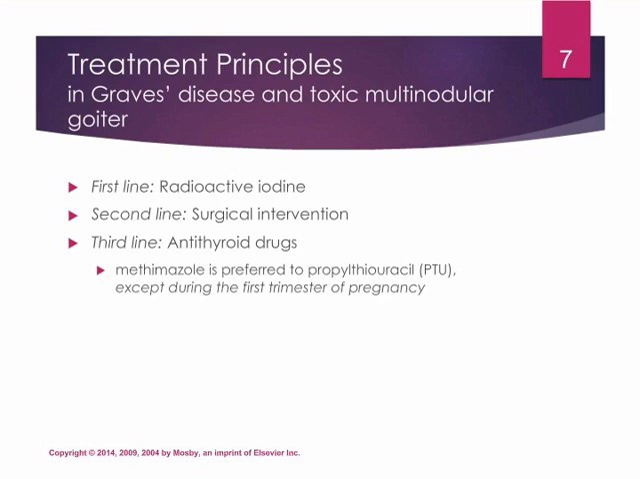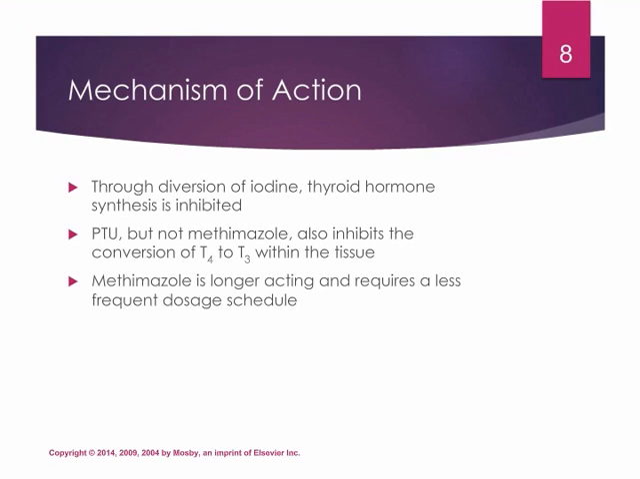So anti-thyroid drugs then are used to achieve remission of symptoms, but symptom relapses are often very frequent, which is what makes these medications third line. The way that the medications in the previous slide work is that they work through the diversion of iodine, which then inhibits the synthesis of thyroid hormone. PTU, but not methimazole, also inhibits the conversion of T4 to T3 within the tissue, because if you'll remember, in the peripheral tissues, the removal of iodine converts T4 to the active T3.